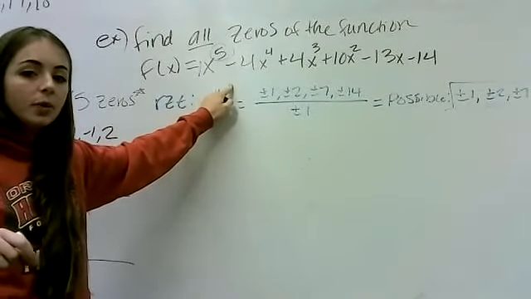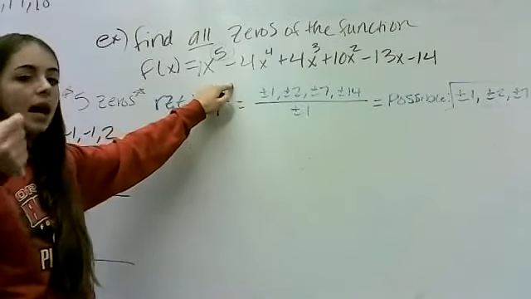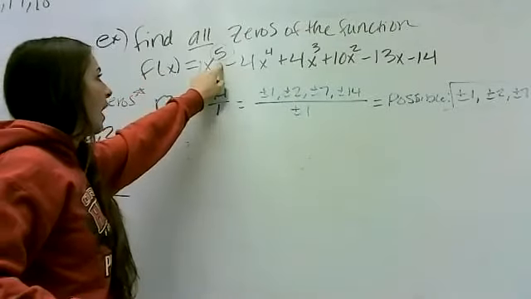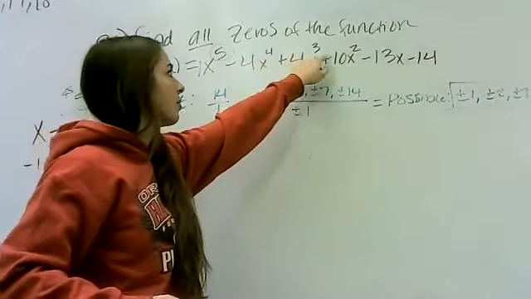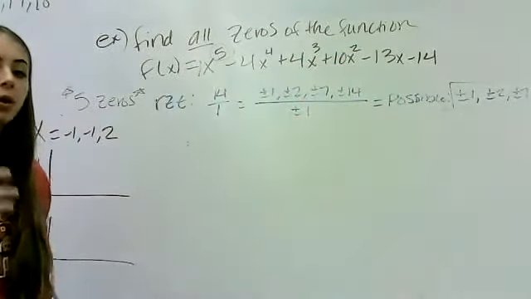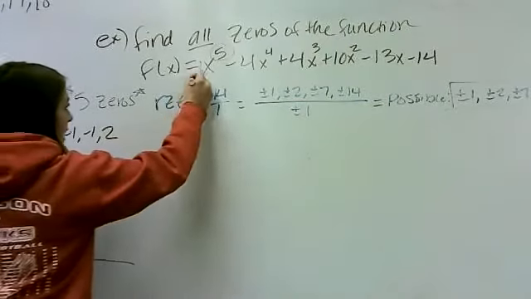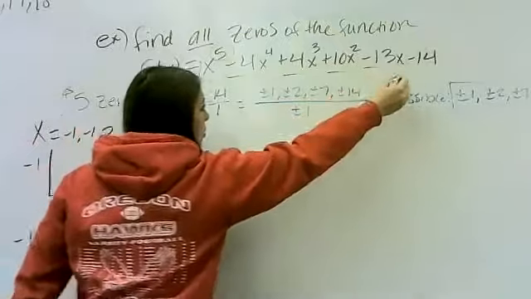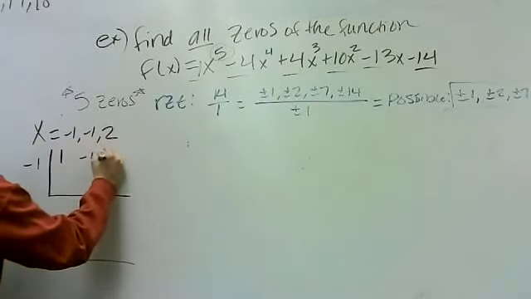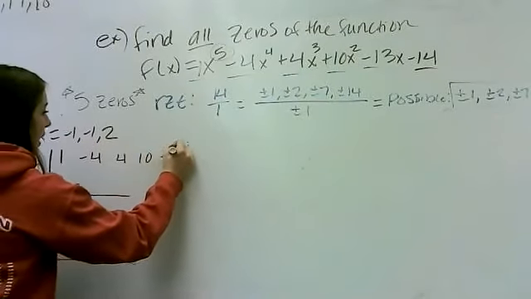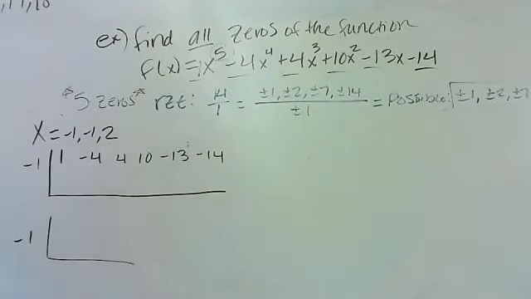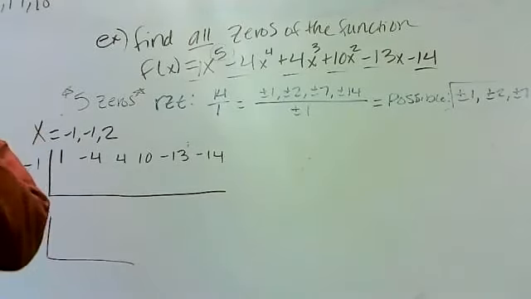Again, we would need a 0 placeholder if we skipped an exponent or skipped a degree. You have to go in descending order. So I go from 5 to 4 to 3 to 2, 1, and then nothing. So I've not skipped anything, so I don't need any 0 placeholders. So I take all of my coefficients, including the last constant, put them up top, including their signs. So 1, -4, 4, 10, -13, -14. Again, you extend the synthetic division for however many numbers you need.